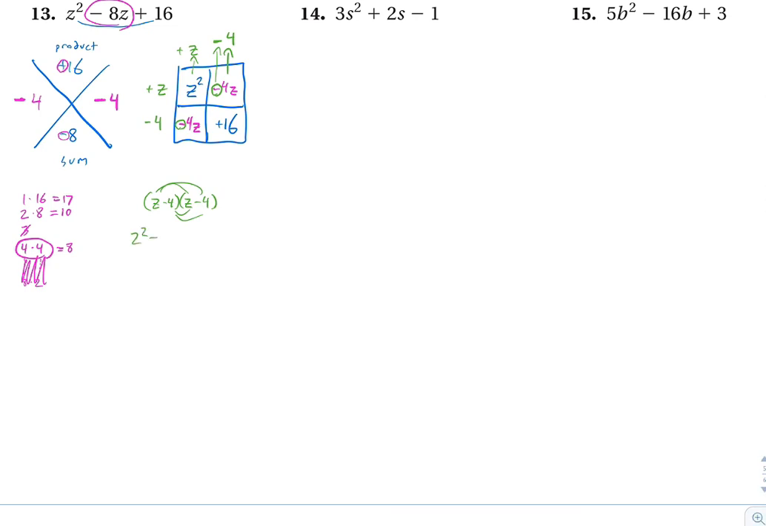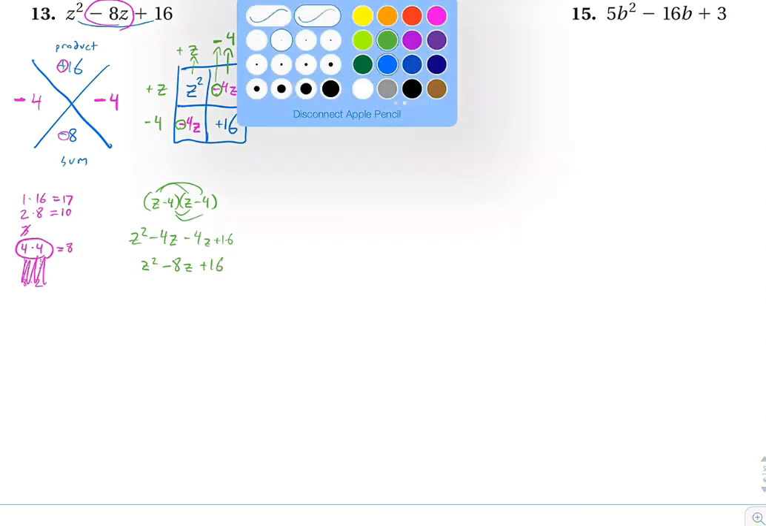Z squared minus 4z minus 4z plus 16. That's z squared minus 8z plus 16. Perfect, it worked. Okay, let's do another one. So again, setup is most important.